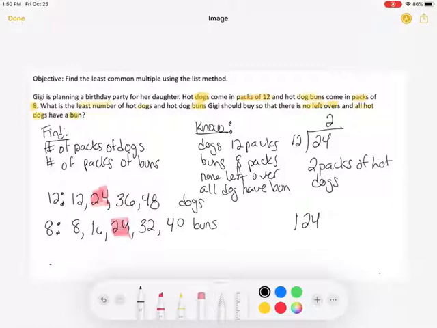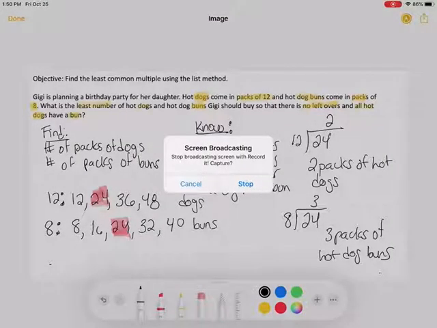Now, I want 24 total buns, but they come in packs of 8. So I've got to figure out how many packs I'm going to buy. 24 divided by 8 is 3. So I need to buy 3 packs of hot dog buns. Okay. And that's how we use the list method to find the least common multiple and solve a word problem. Thanks for watching.